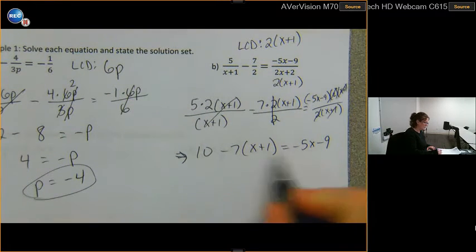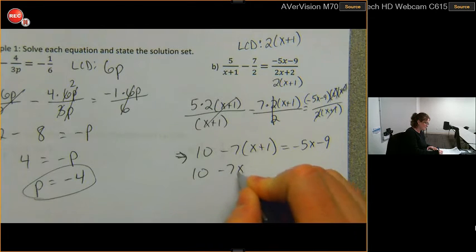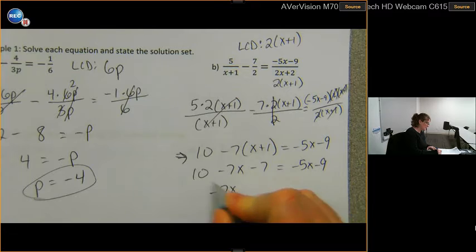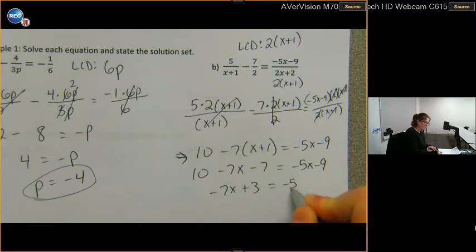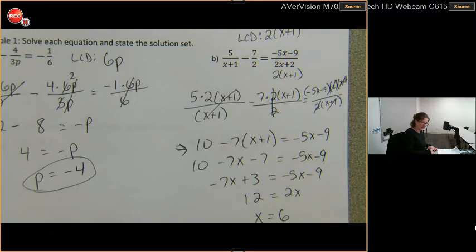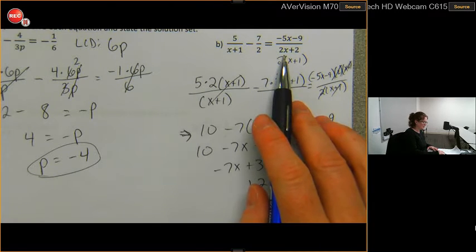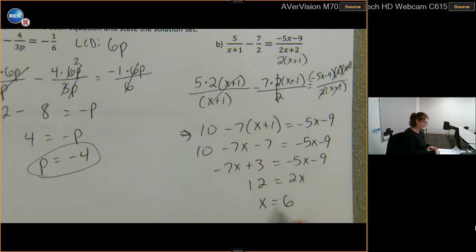And finish solving. Distribute. Combine like terms. Move the 7x to the other side. Move the 9 to the other side. Divide by 2. And I get x equals 6. Check 6 back into the original problem. 6 plus 1 is 7. Putting 6 in is not going to be 0, so our answer is 6.